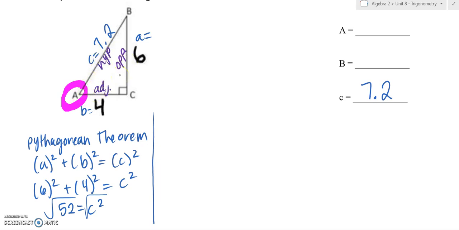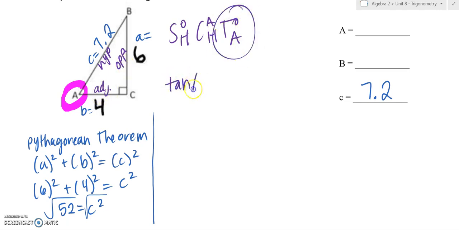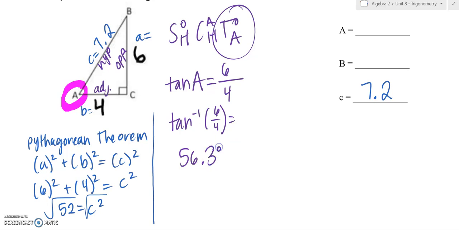I'm going to use the two that it gave me, so I'm going to use opposite and adjacent. I need to think back here to SOHCAHTOA. If I have opposite and adjacent, I'm going to use tangent. So I'm going to set this up: tangent of whatever I circled, tangent of A, equals opposite, which is 6, over adjacent, which is 4. I type this into my calculator with inverse trig: second tangent, 6 over 4, and I get 56.3 degrees. That is angle A. That is this corner piece right here, which I'm doing in purple.